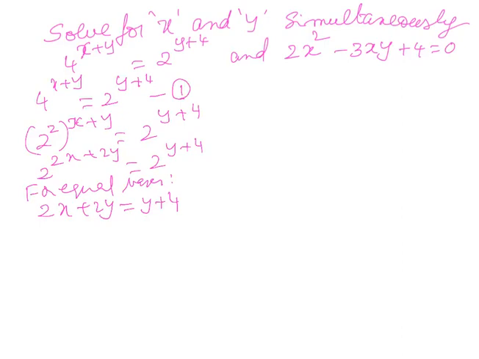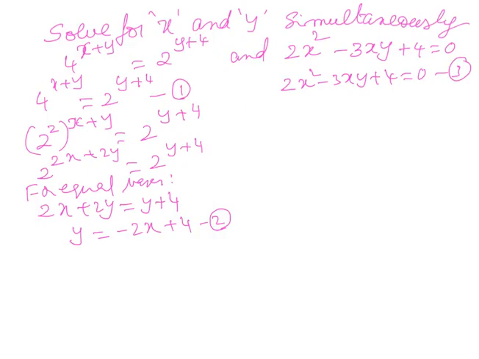I can make one of them the subject of the formula, and I prefer to make y the subject. So I simplify it and I get y is equal to minus 2x plus 4. I put this as equation number 2. And what is equation number 3 here? 2x squared minus 3xy plus 4 is equal to 0 is my equation number 3.